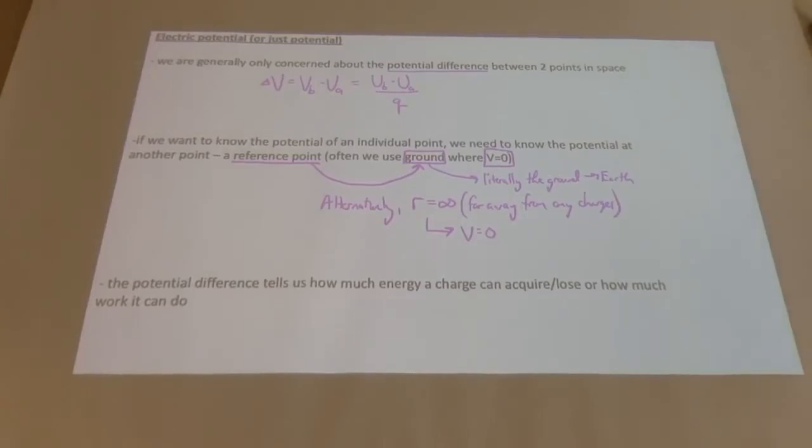You can see here at the bottom it says the potential difference tells us something about how much energy a charge can gain or lose, or how much work it can do. We can get back to this idea just by simply rearranging some of our equations. The change in potential energy is equal to Q times the potential difference, or Q times VB minus VA.